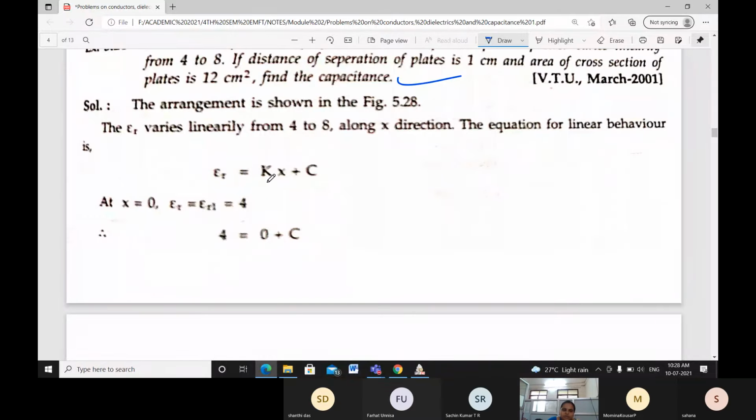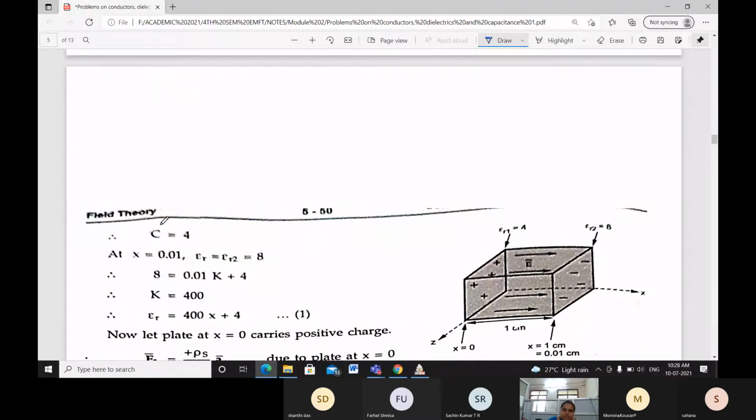4 is going to be equal to what? At x equals 0, you will be getting only the constant. So 4 is going to be equal to C. Therefore, C is going to be equal to 4. Then at x equals 0.01, what is epsilon_r?